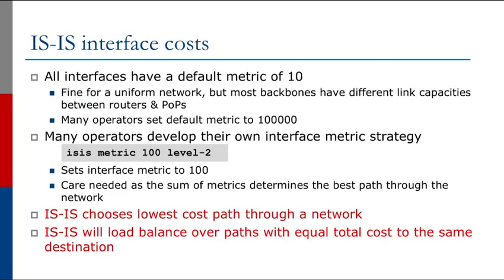All interfaces in ISIS have a default metric of 10. This is fine for a uniform backbone with equal size links, but most backbones have different link capacities between the routers and the POPs. And today, many operators will set the default metric to be a very large number, for example, 100,000. And following that, many operators develop their own interface metric strategy. The higher the bandwidth, the lower the metric. And you can set in Cisco IOS the metric simply by going to the interface and using the isis metric command. Care needs to be taken as the sum of the metrics determines the best path through the network. ISIS will choose the lowest cost path from end to end, and it will load balance across paths with equal total cost to the same destination.